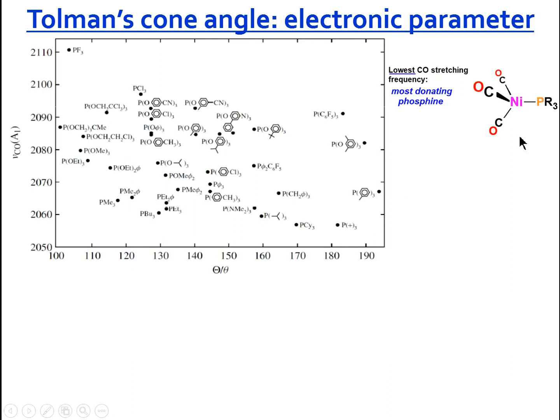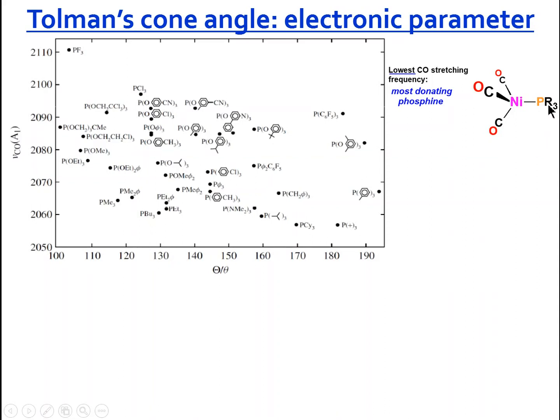According to Tolman theory, in the complex Ni(PR3)(CO)3, when PR3 is more donor to Ni, the back donation from Ni to CO will increase, so νCO will decrease. The lowest CO stretching frequency means the most donating phosphine. Now, how to study the donation of the phosphine?